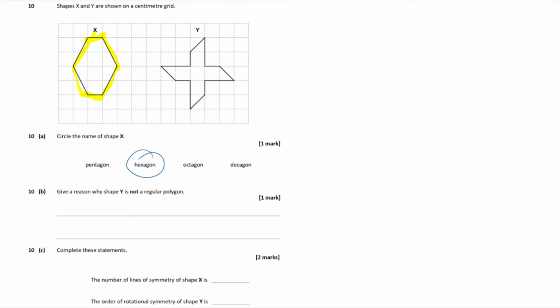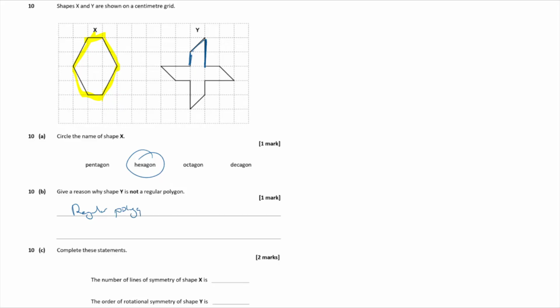B, give a reason why shape Y is not a regular polygon. Well, it's not a regular polygon because for a regular polygon, all the sides need to be the same length. And you've got this one, which is of length 1. This one, which is something between 1 and 2, like a root. And then this side is length 2. So yeah, they're all different lengths.